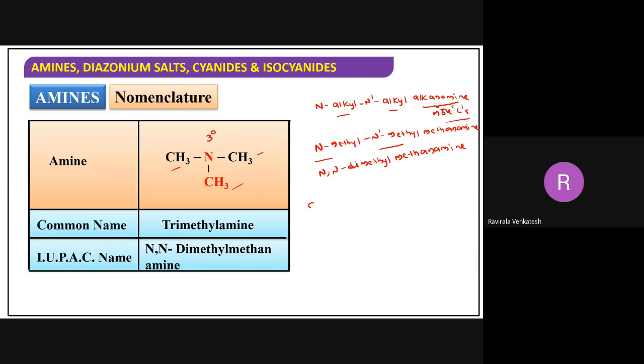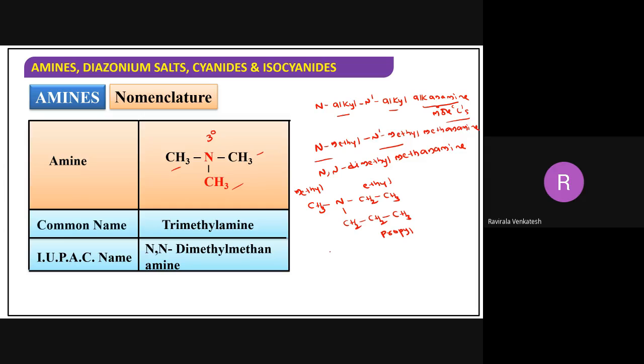We'll take one more example like this, CH3, N, CH2, CH3, then CH2, CH3 up to. Now you have different numbers. Now the common name will be what? This part is ethyl, this part is methyl, and this part is propyl. We can call this one ethyl methyl propyl amine. The common name is very simple: ethyl methyl propyl amine, according to alphabetical order.